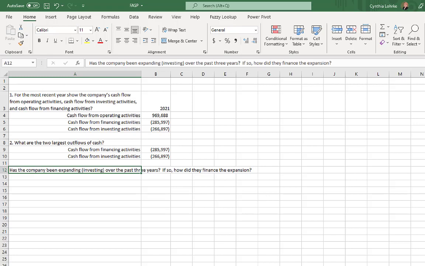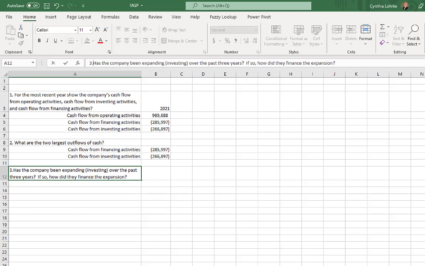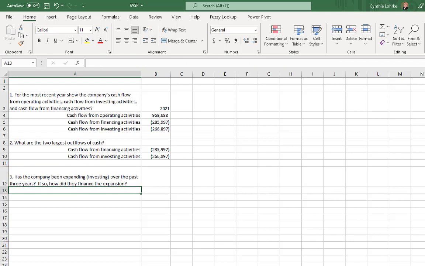Now this one goes long, right? So what do I have to do? I have to wrap it so that it comes back around. I'm going to go over here, put the 3. Okay, now this question is asking me about these numbers. Has the company been expanding over the past 3 years? And if so, how did they finance it?